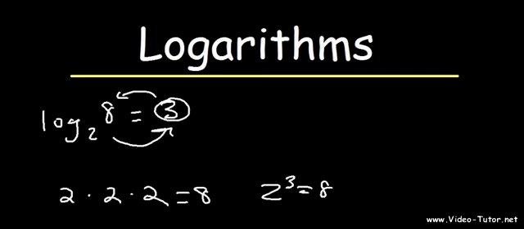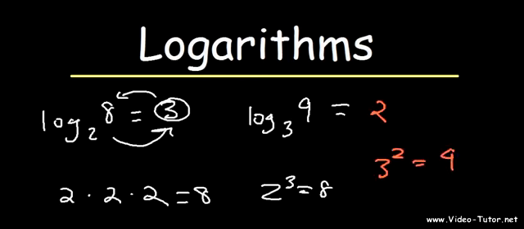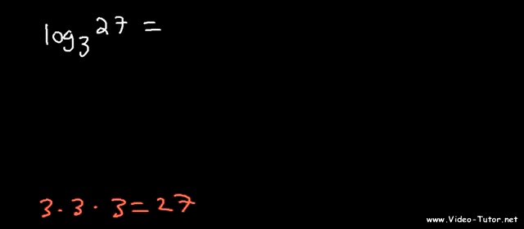Let's try another one. Log base 3 of 9. 3 to the what power is 9? We know 3 squared is 9. It takes 2 3's to get to 9. 3 times 3 is 9. So log base 3 of 27 is equal to what? How many 3's do you have to multiply to get to 27? We know that 3 times 3 times 3 is 27, so you need 3 3's.